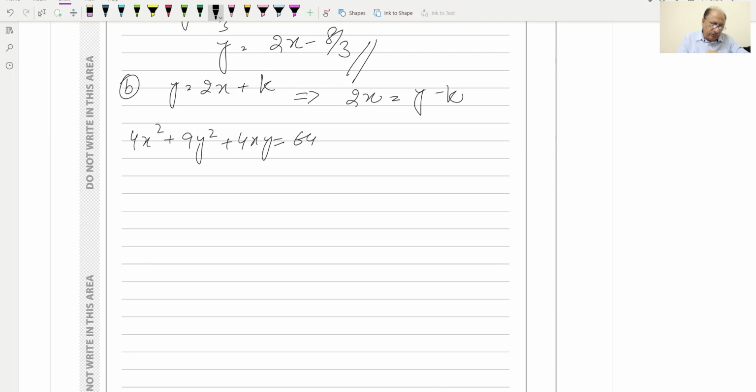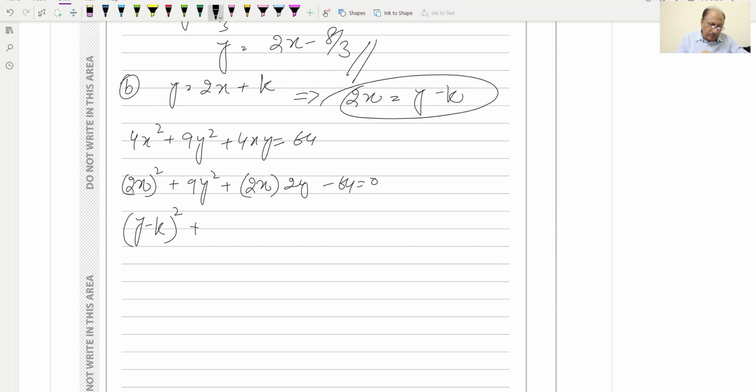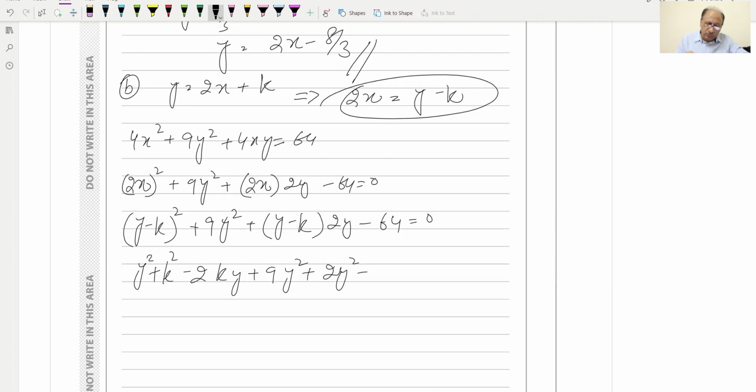We can reshape this equation as (2x) squared plus 9y squared plus, with this one, we can write 2x and 2y, minus 64 is equal to 0. Now we can replace these 2x with their value, so we can write (y minus k) squared plus 9y squared plus (y minus k) into 2y minus 64 is equal to 0, and we'll open the square, so it will be y squared plus k squared minus 2ky, plus 9y squared, and y into 2y will be plus 2y squared, and minus k into 2y will be minus 2ky, and minus 64 is equal to 0.